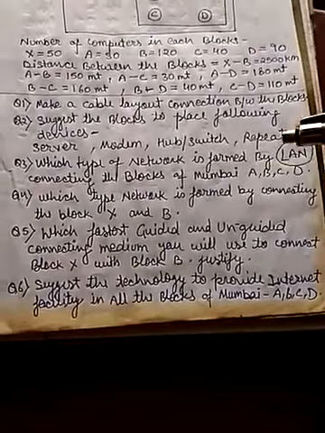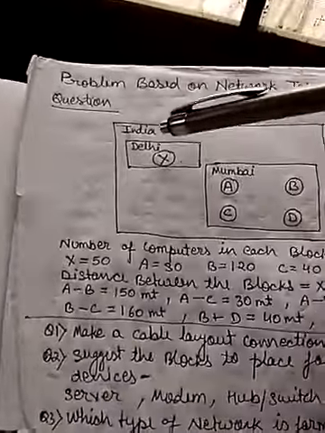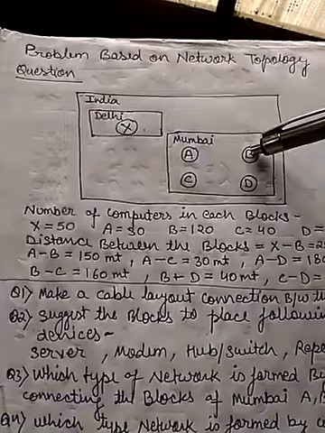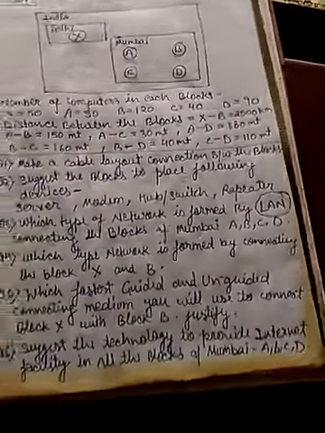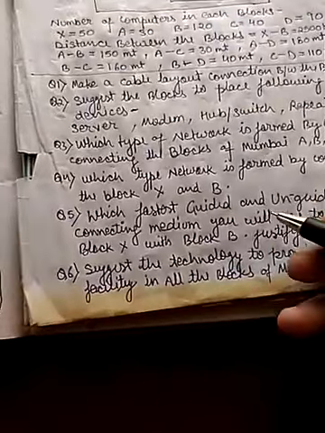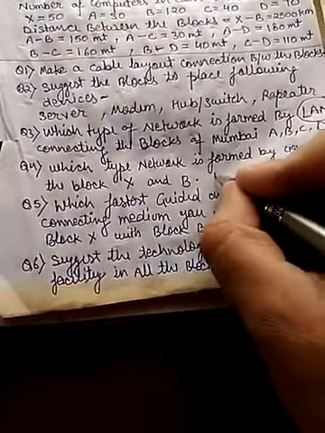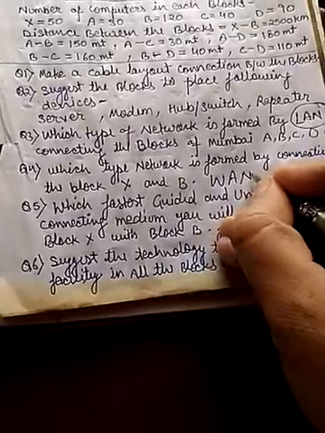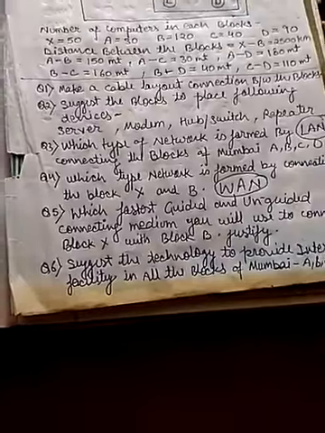Which type of network is formed by connecting the blocks X and B? So X is in Delhi and B is in Mumbai, and the distance is 2500 kilometer. So the network formed by connecting block X and block B is a WAN, that is, wide area network.